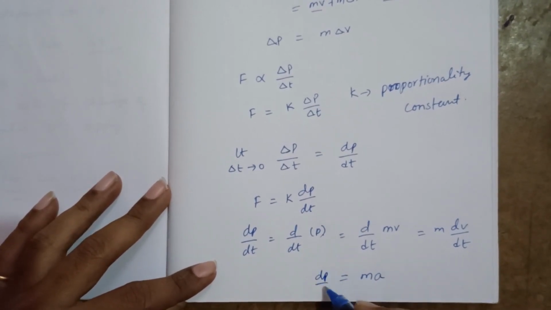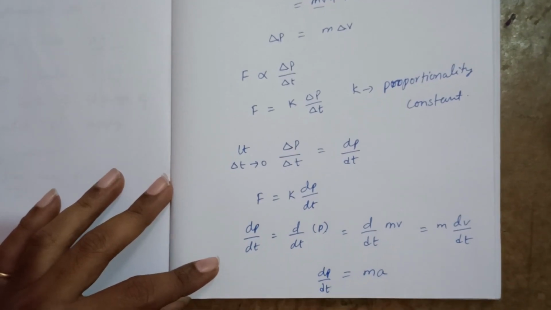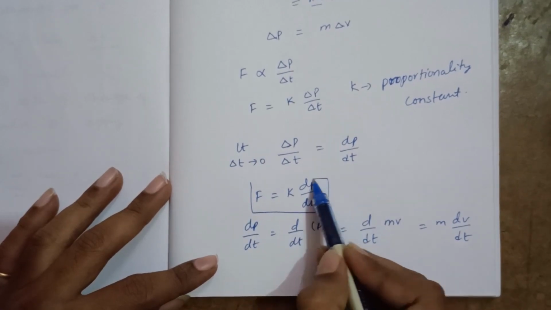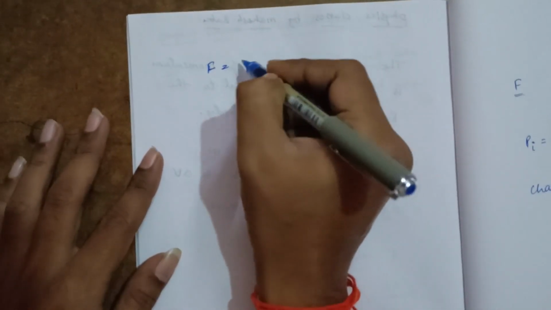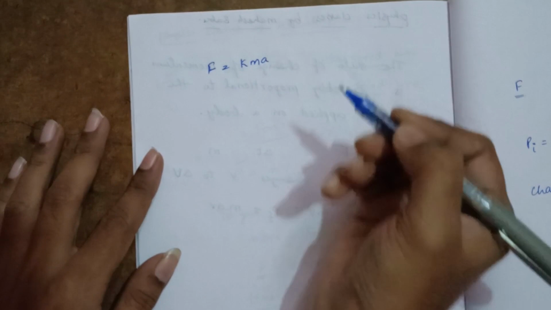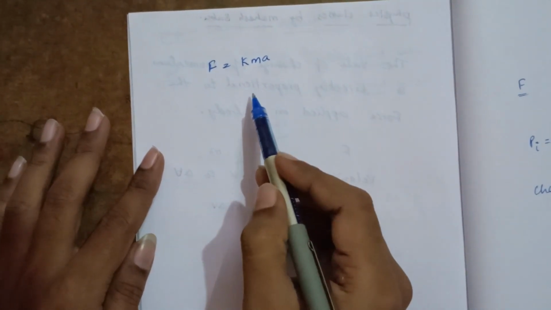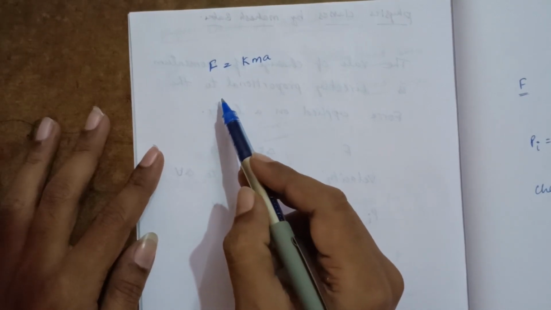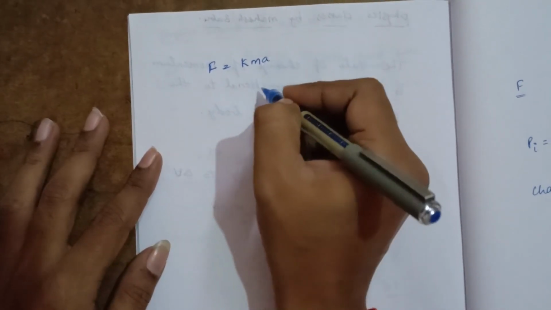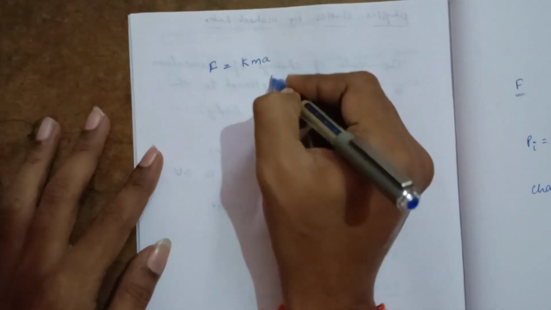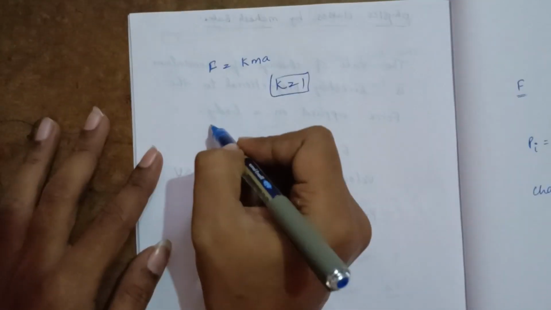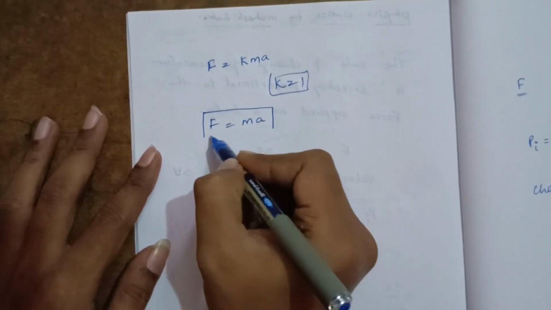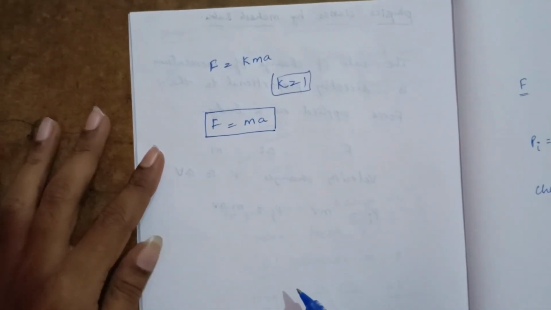So dp by dt we can write as m into a. Substitute this in the force formula. F equal to K into dp by dt, no? dp by dt becomes m into a. So F equal to K into ma. As we have K value is 1, then F becomes mass into acceleration. This is the formula for force.